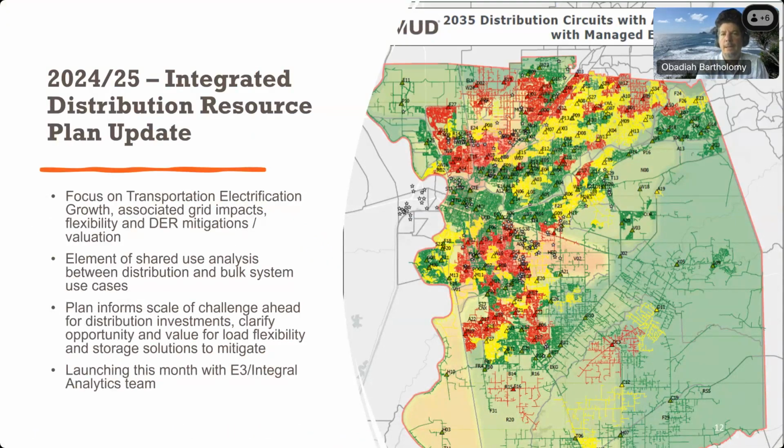This is kicking off today. Or this month, we have our integrated distribution resource plan update kicking off. Here we're really focused on digging into transportation electrification growth, the associated grid impacts, and then understanding how flexibility in those assumptions, as well as the role of DERs in mitigating those grid impacts, can help us.